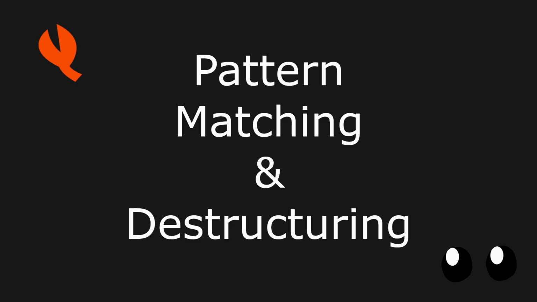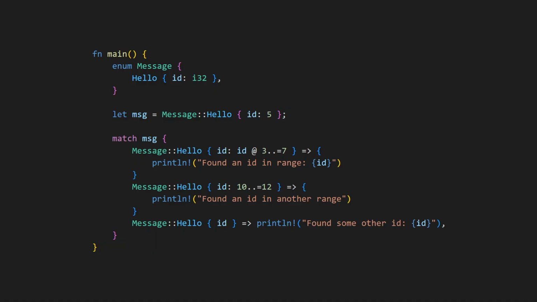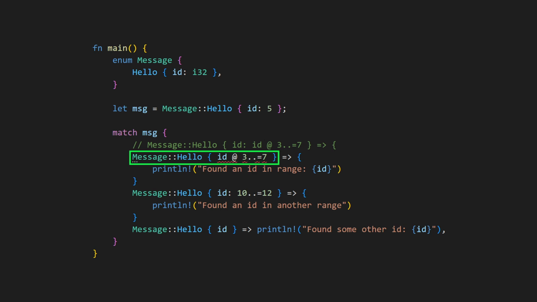The section in Chapter 19 that covers @ bindings has this example. And my first thought was, why can't the first match arm be this? That is, why can't an @ binding use the shorthand syntax of omitting the struct field name when the binding variable has the same name? The shorthand syntax is used in the third match arm.